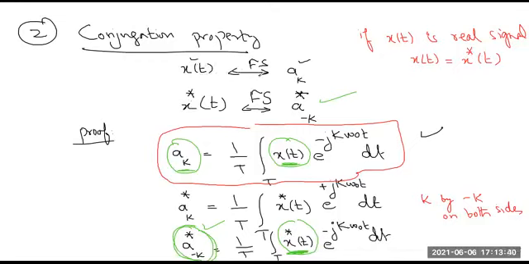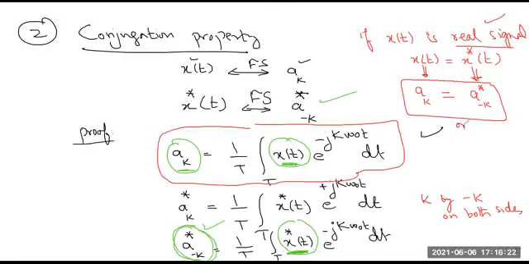Now, based on this property, what is the Fourier coefficient of this signal? The Fourier coefficient of x of t is a sub k. And what is the Fourier coefficient of x conjugate t? It is a conjugate minus k. So if x of t is equal to x conjugate t because the signal is real, then of course their Fourier series coefficients will also be equal. So for real signals, the Fourier coefficients will have this relationship that a sub k must be equal to a sub minus k complex conjugate.